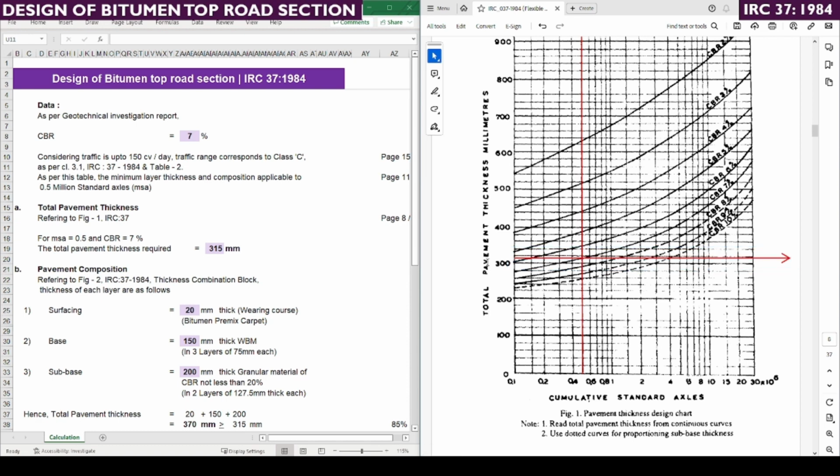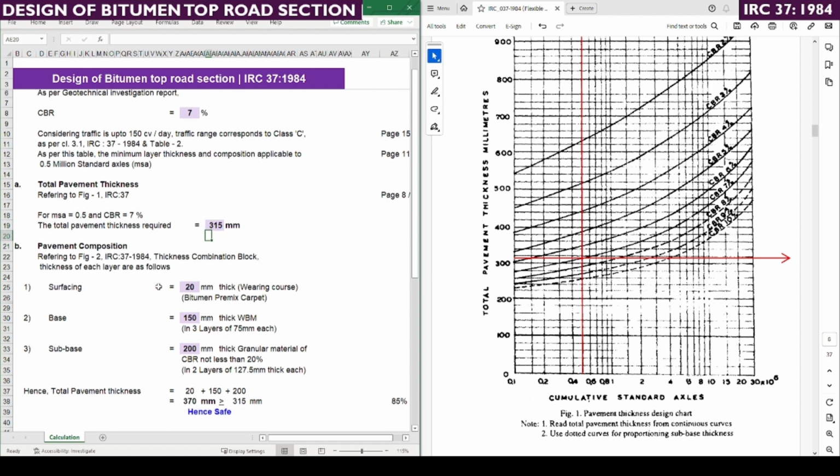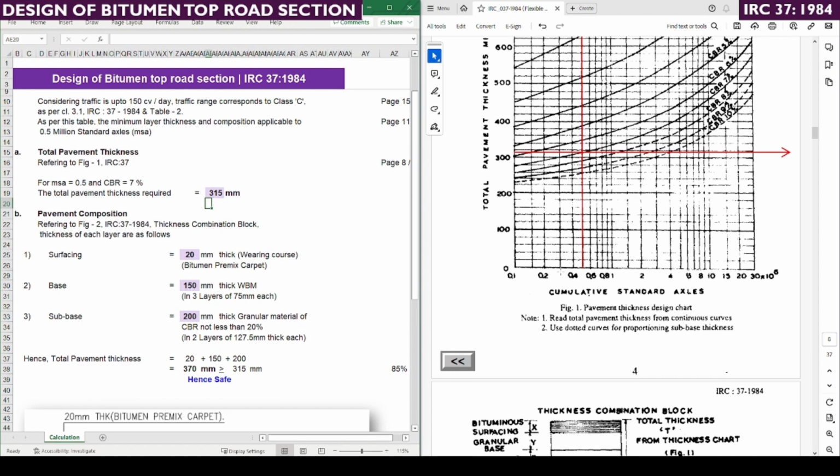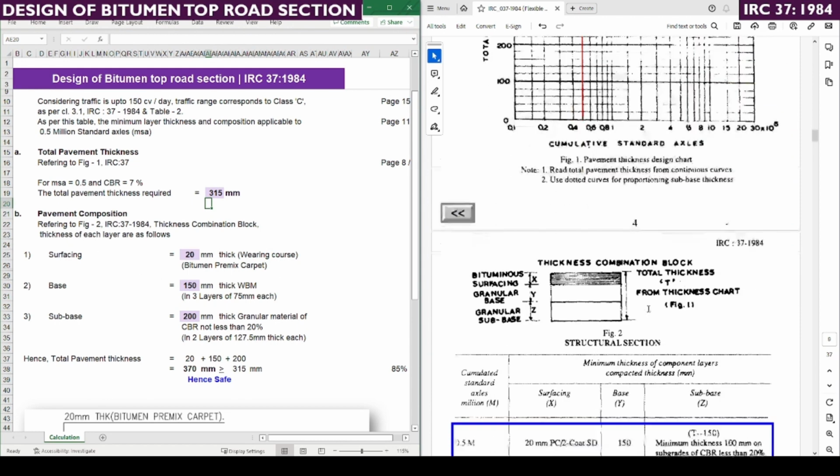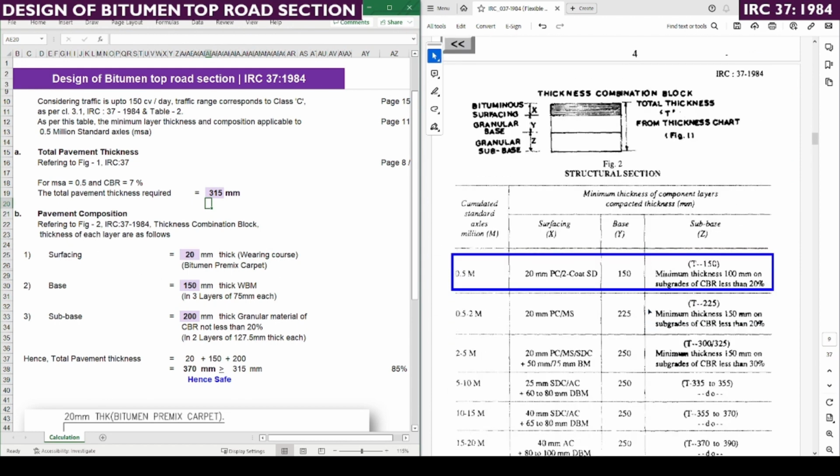The total pavement thickness required for this combination of CBR and CSA is 315. So we have entered 315 here as the total pavement thickness required. Coming to Figure 2, just on the next page, here it explains the thickness required for this kind of traffic input and CBR value.